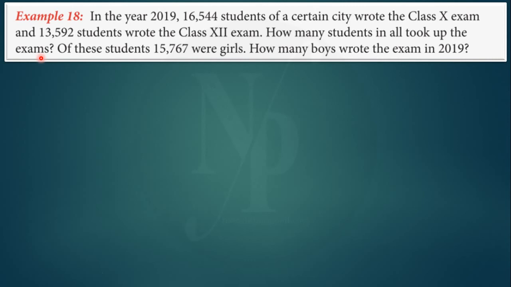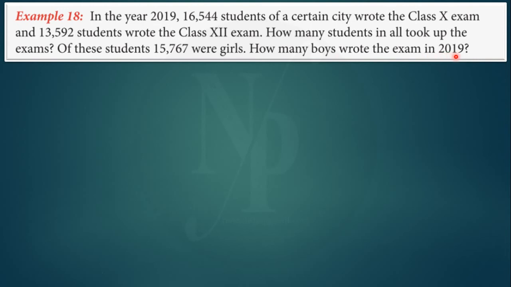Second question is of these: out of the total number of students, 15,767 students are girls. So this is the number of girls who appeared in the examination from both 10th and 12th classes. Again, what we need to find here is how many boys wrote the exam in 2019.